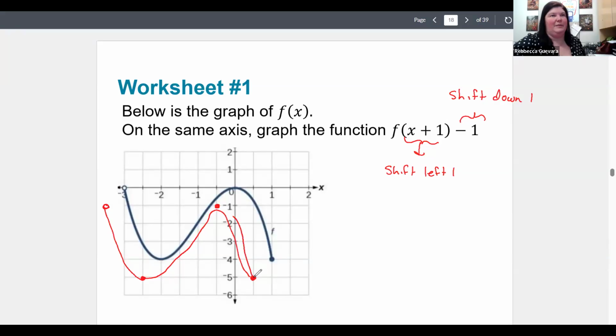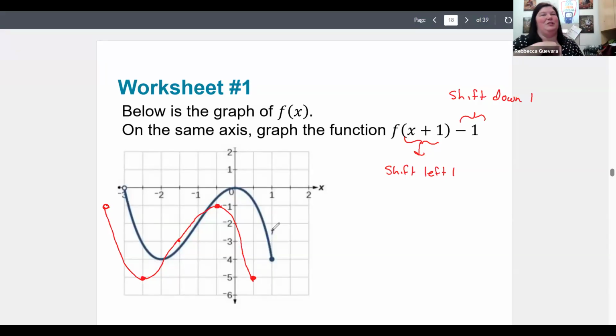Sorry, I'm having a hard time getting it smooth out there. Yeah, I think that's the best it's going to do. But yes, that's my new function where everything is shifted over and down. Okay, I moved another point, so there's a smoother version of what that graph should look like.